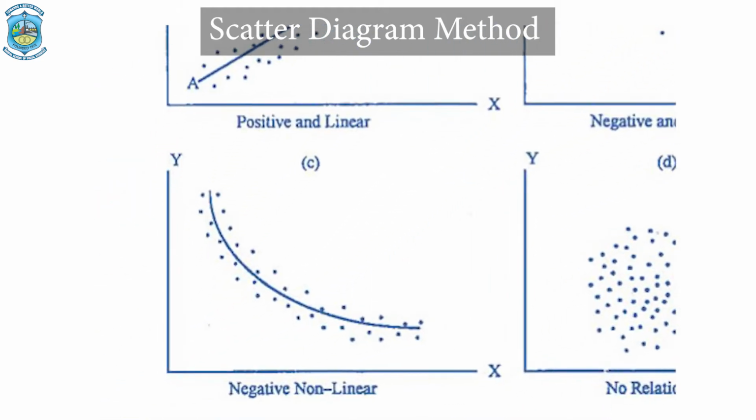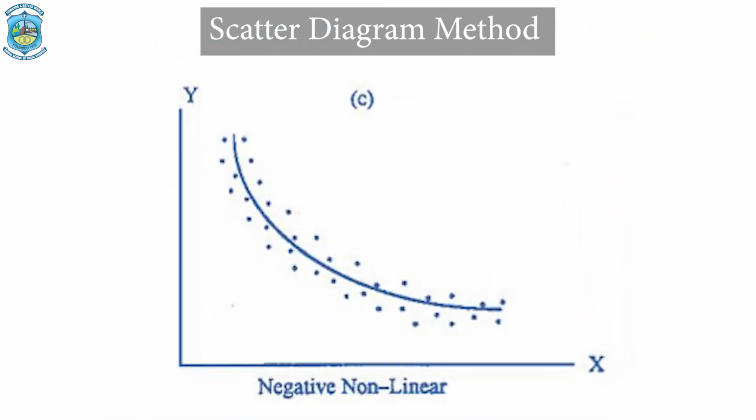In the third figure, as you can see, there is not a line but a curve. So this is a non-linear relationship. But how does the curve slope? It slopes downwards. So that shows a negative non-linear relationship between x and y.